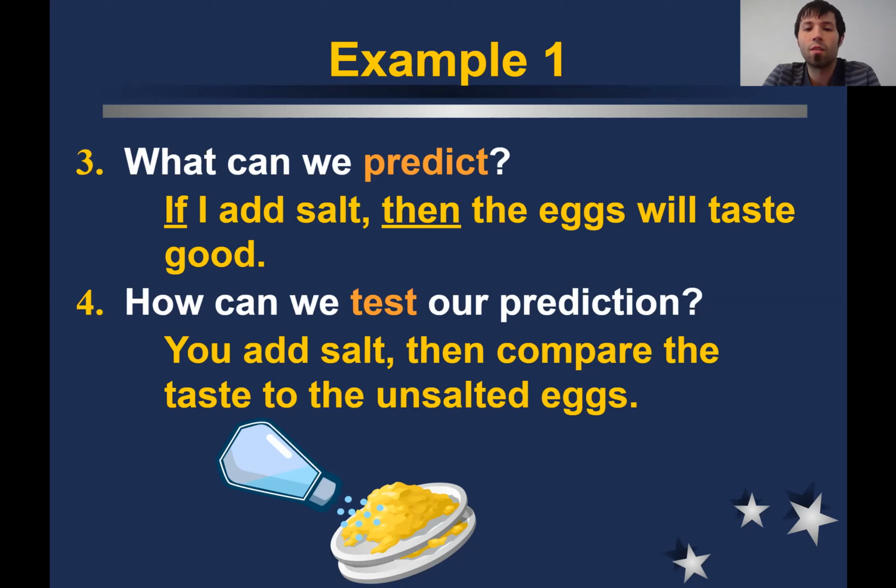How can we test our prediction? Well, you add salt to the eggs, and then you compare the taste of the salted eggs to the unsalted eggs. That's basically our experiment right there. Whenever we test something, we're experimenting on it.